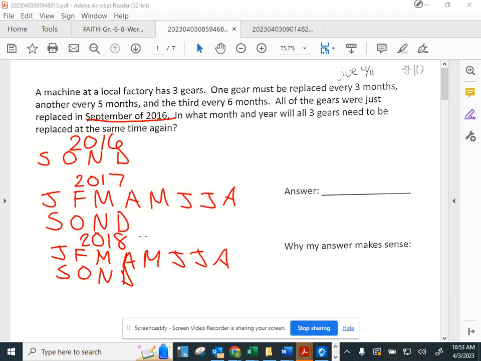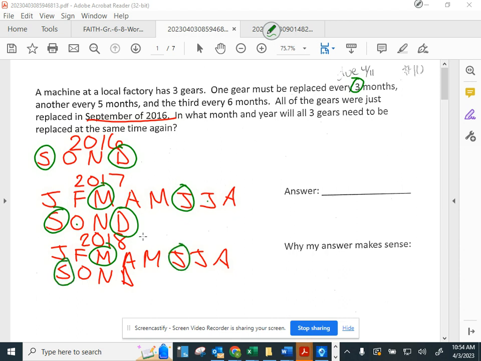Then what I did was I did my skip counting. So I gave each one of these a different thing that I was going to do. So maybe every 3 months, I'm gonna circle it. So every third. So we all started in September, they were changed. So I'm gonna circle that one. So for every 3, I'm going to circle. 1, 2, 3, and so on through the months.